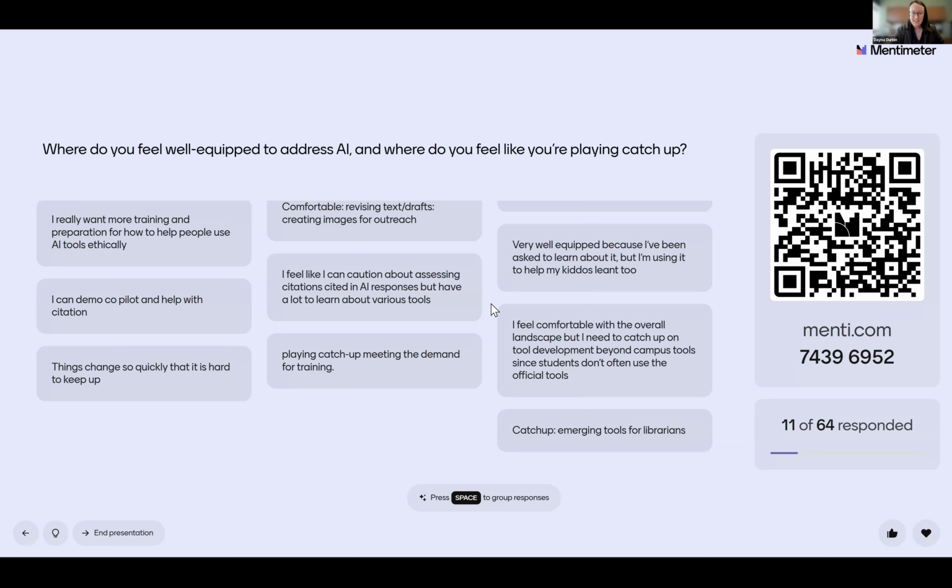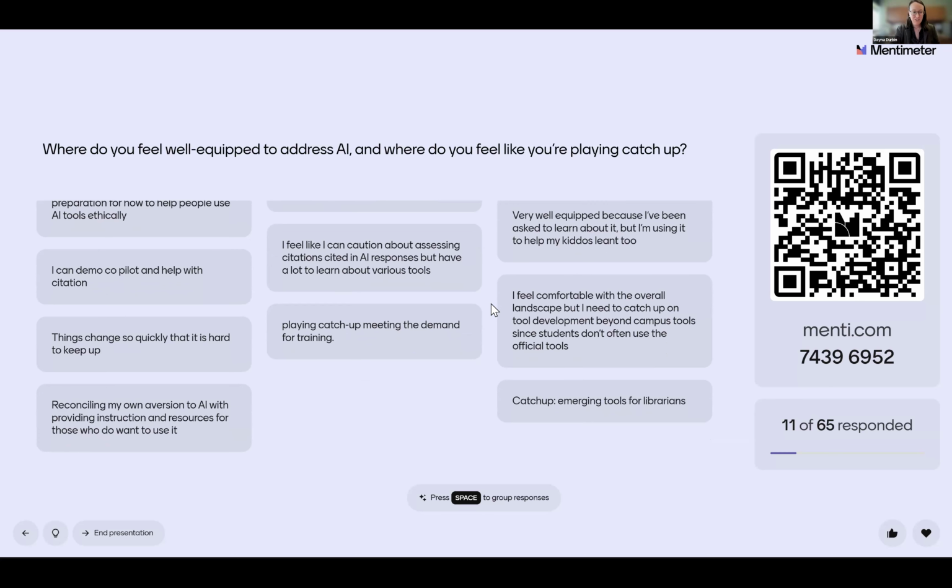Comfortable with the overall landscape, but I need to catch up on tool development beyond campus tools, right? Since students don't often use the official tools. That's the same experience that I've had where I can give them the data privacy talk and why you would use this, but it's just so easy, like it's right there on your phone. So I have also had that.